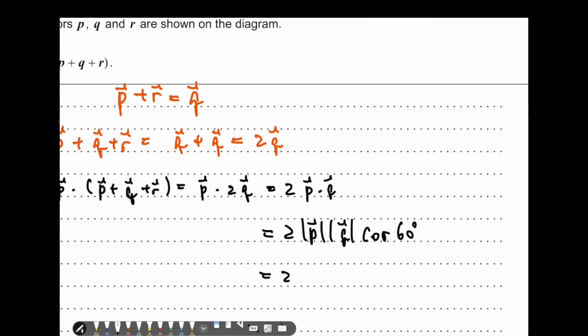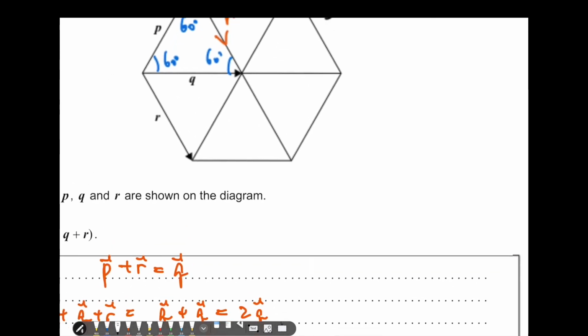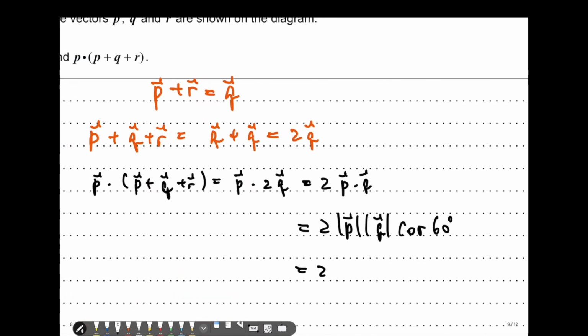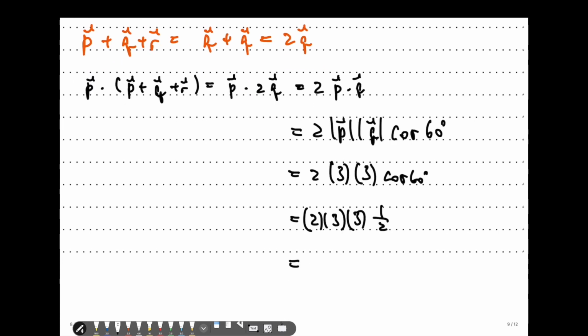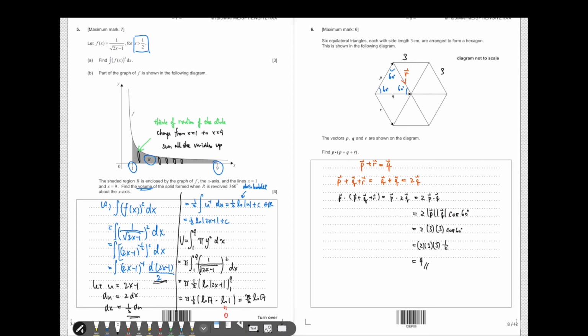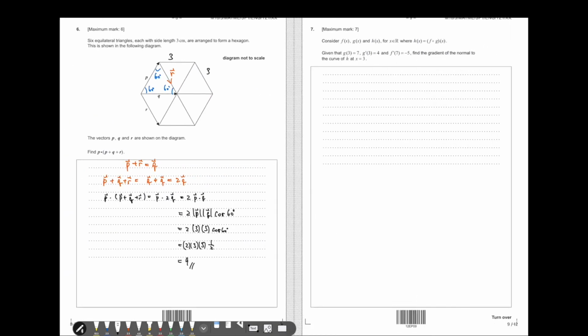2 times the magnitude of P, which is just 3 cm. The magnitude of that is just 3, and then cosine 60 degrees. So we know that would be equal to 9. So that is for question 6.